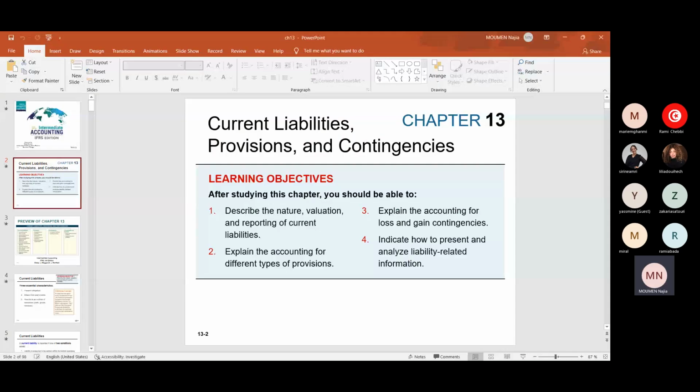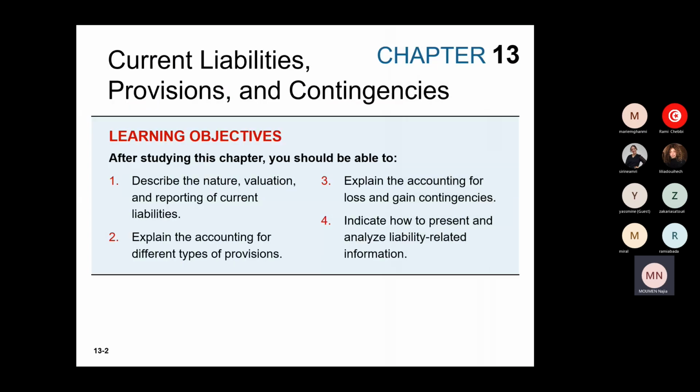So as I said, chapter 13 will be about current liabilities, provisions, and contingencies. We'll go through quickly the first section, where we talk about the different types of current liabilities, how to value them, and how to report them. In particular, we are dealing with the current maturities of long-term liabilities, which may be new for you regarding current liabilities.